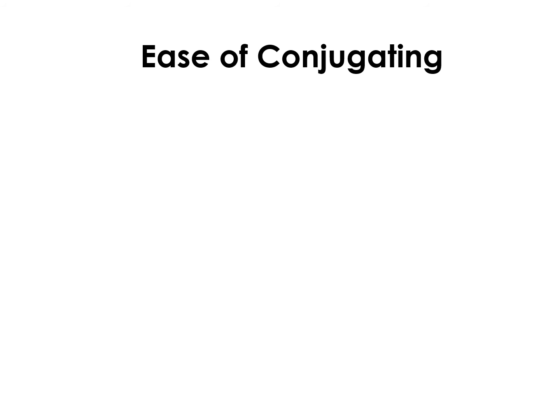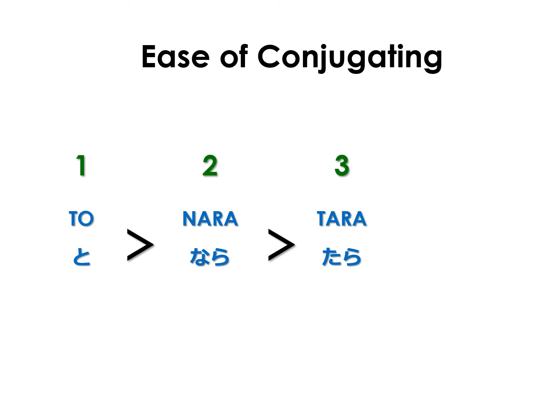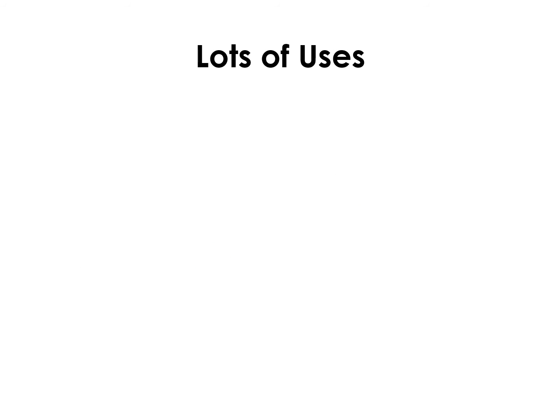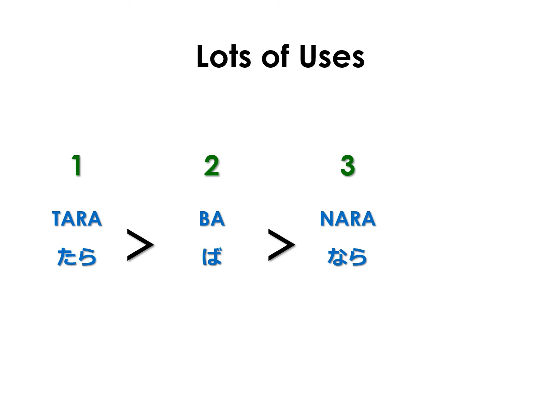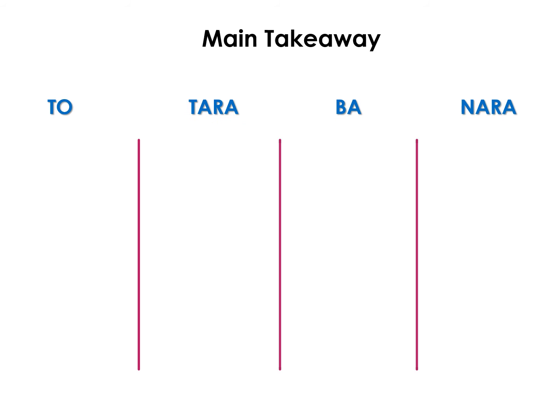Let's do a comparison of the four in terms of ease of conjugation. To is the easiest, followed by nara, tara, and in the last place is ba. In terms of flexibility or application in making sentences, tara can be used for almost anything, followed by ba with its restrictions, nara with its more restrictions, and in last place is to, which can only be used for math, natural phenomena, and logic.